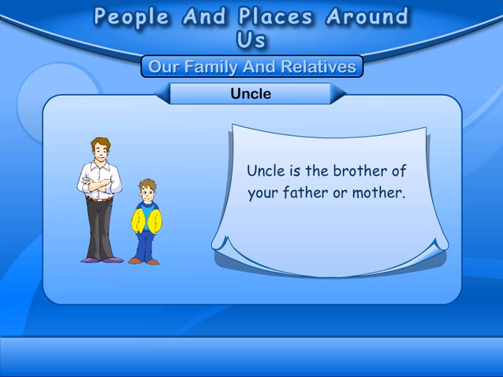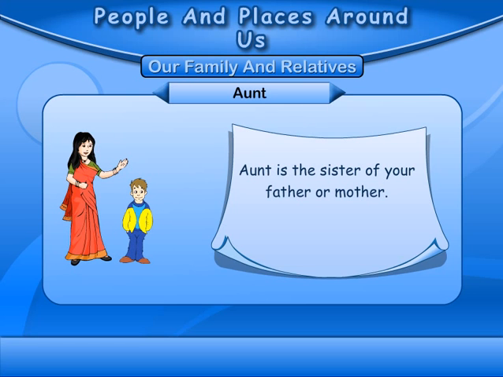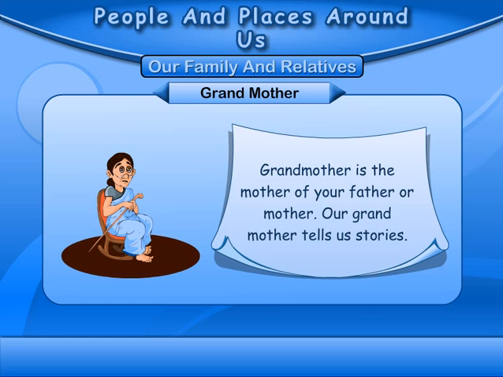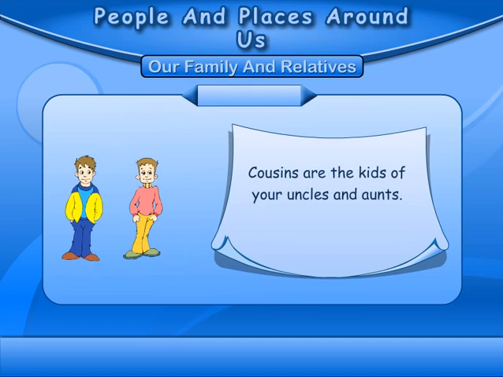Uncle is the brother of your father or mother. Aunt is the sister of your father or mother. Grandfather is the father of your father or mother. Grandmother is the mother of your father or mother. Our grandmother tells us stories. Cousins are the kids of your uncles and aunts.